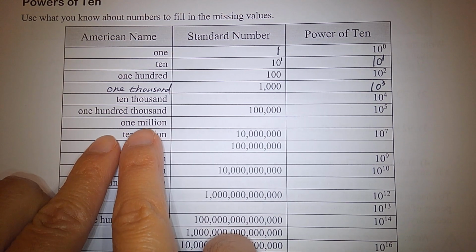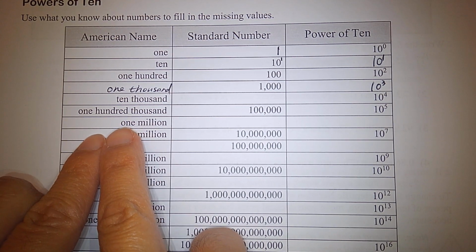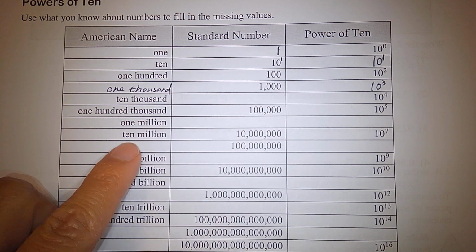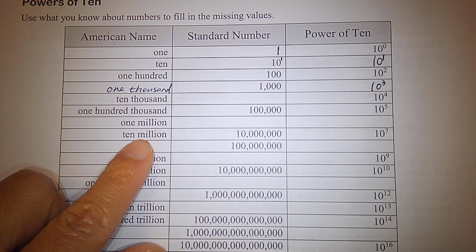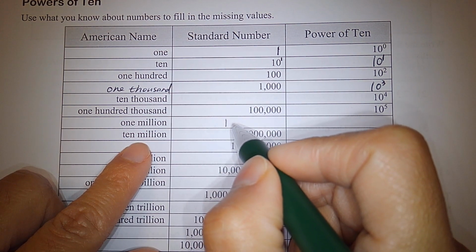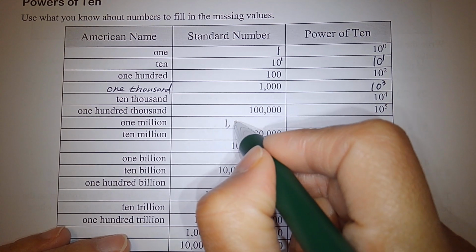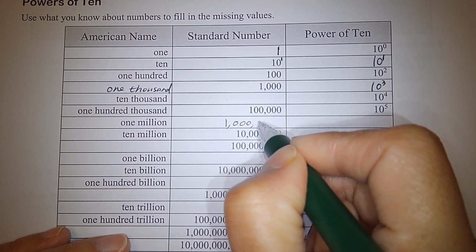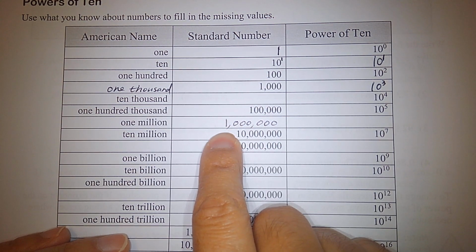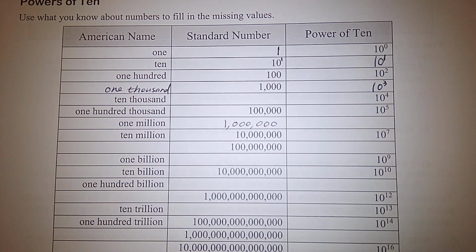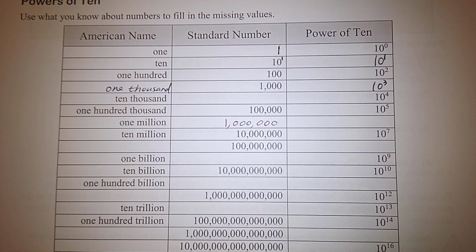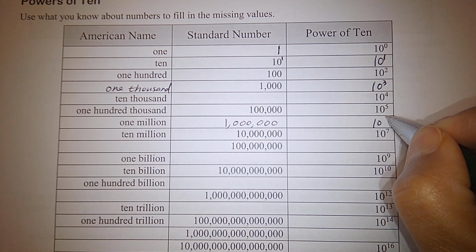Now let's look at this line. How to write 1 million in the standard form? After the 1, how many zeros should we write? 6. So 1, 0, 0, 0, 0, 0, 0. 6 zeros after the 1, right? So in the power of 10 form, it is going to be 10 to the what? 10 to the 6, okay?